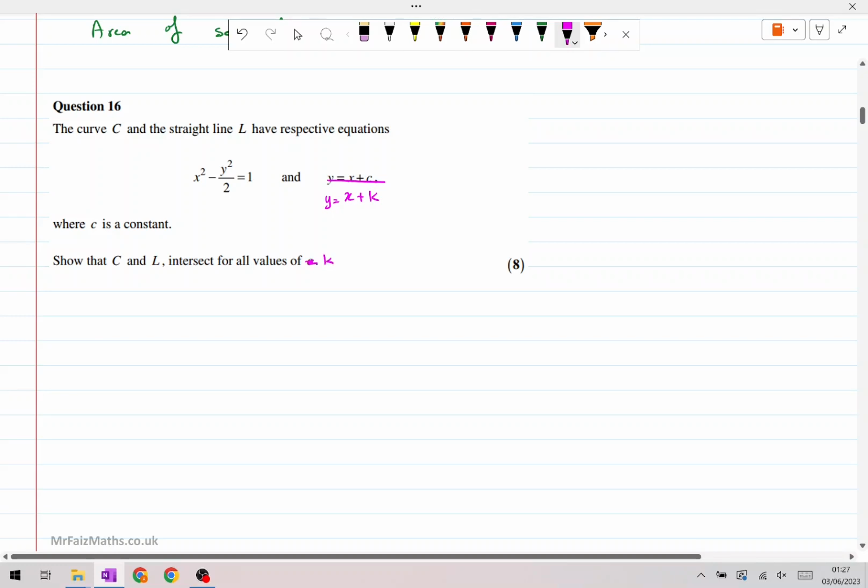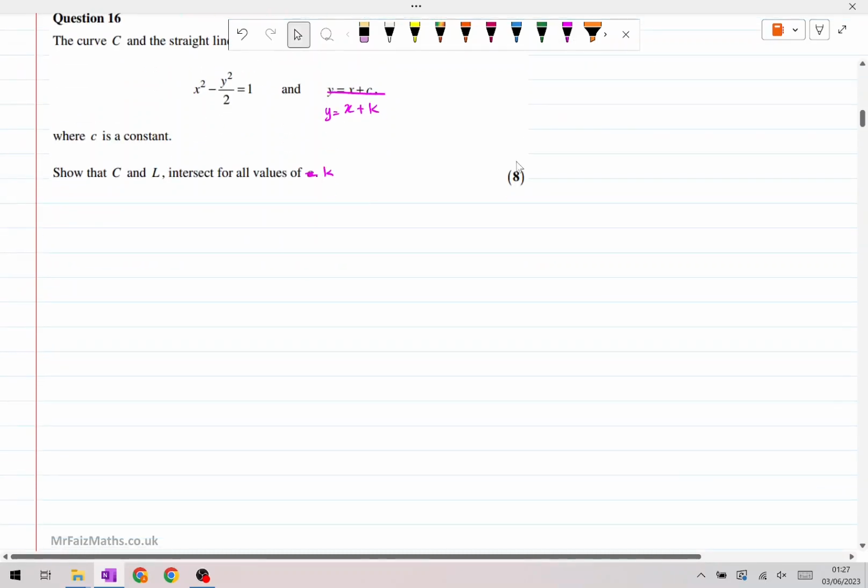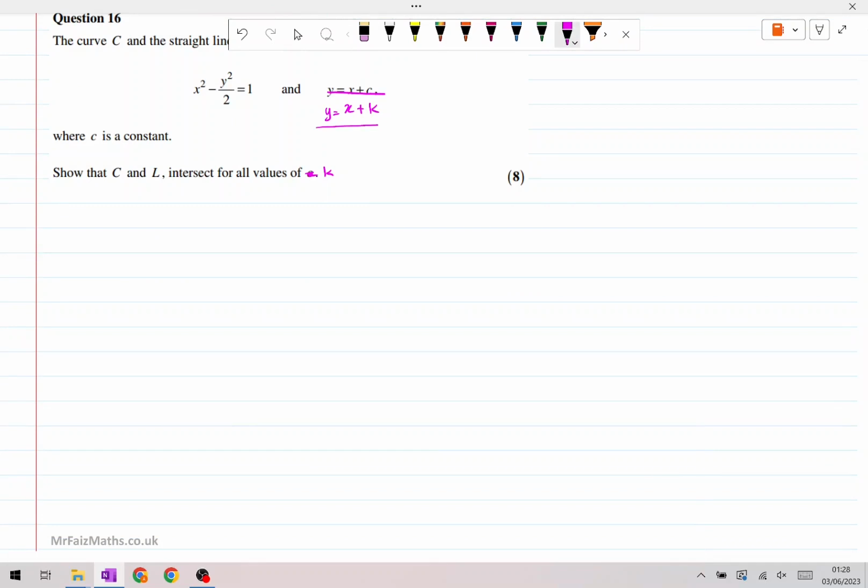Right, so to solve this, what we would do is treat it as if you're trying to find the point of intersection between the line and the curve, and we'll see what that gives us. So to find the point of intersection between the line and the curve, I'm just going to take the equation of the line and substitute it into the curve. So this then becomes x squared minus, instead of y squared, I'm going to have x plus k whole thing squared divided by 2 is equal to 1.